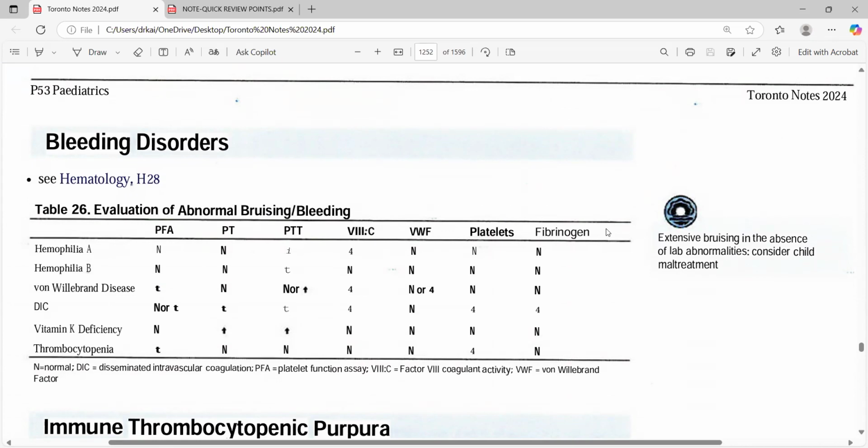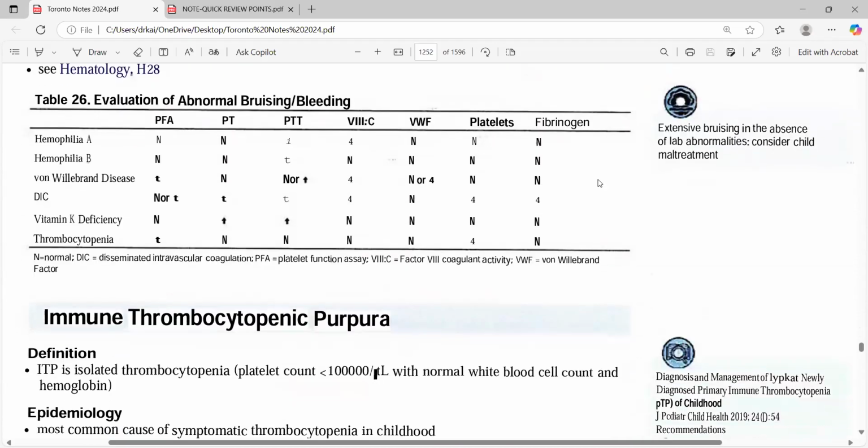You can remember this one: hemophilia has approximately everything normal except the PTT. Hemophilia A has prolonged PTT and low factor VIII, but B has only the PTT. So try to remember it. If you can start making sense of it, then just go with it. Everyone has their own way to memorize it. Von Willebrand goes with the PFA and PTT, DIC goes with PFA and PTT as well. Vitamin K usually goes with PT and PTT. Thrombocytopenia is basically only the PFA, the platelet function assay.